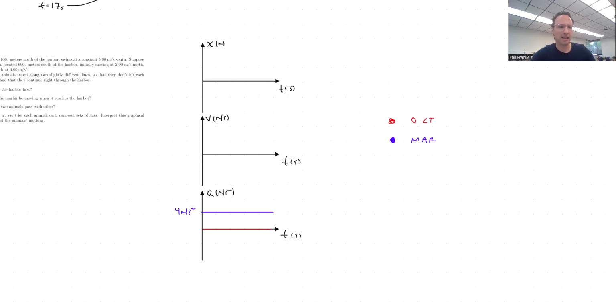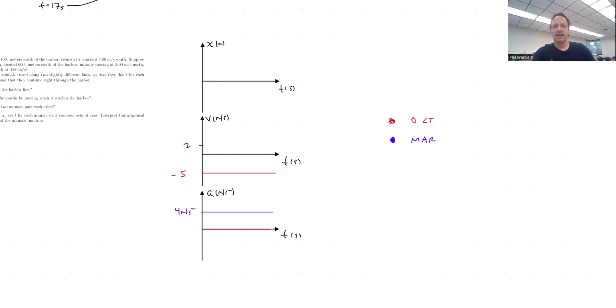All right, now let's look at the velocity plots. So for the octopus, the velocity is a constant value. The octopus moves at a constant velocity of -5 meters per second. So I'm going to plot that, and I'll label it -5. I actually don't need to label the units because as I said before, I labeled the units here and here already. So the octopus has a constant velocity of -5 meters per second. The marlin starts with a velocity of 2 meters per second.